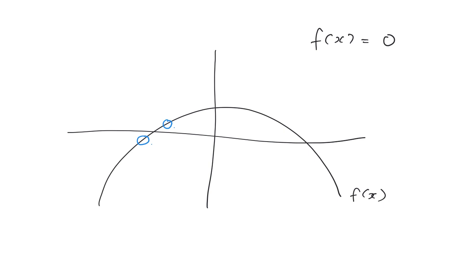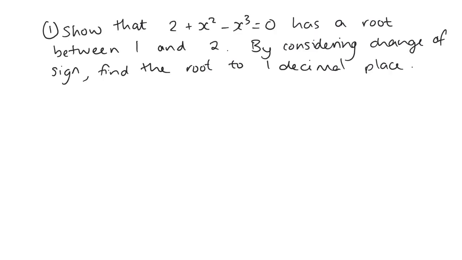Same thing over here. If we look at just before and just after the root where it crosses the x-axis, the y value is positive on this first one, and then it'll be negative here. So the y value will change sign, and that's a way of telling if there is a root in that position. Okay, so our first example: show that 2 plus x squared minus x cubed equals naught has a root between 1 and 2, and then by considering change of sign, find the root to one decimal place.